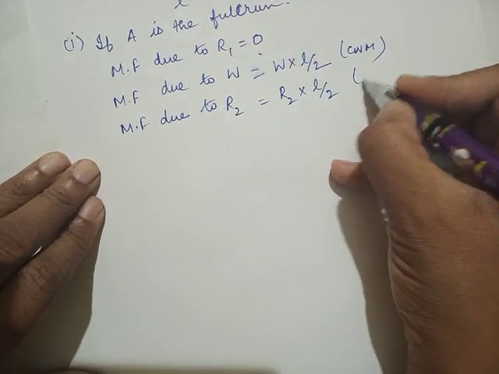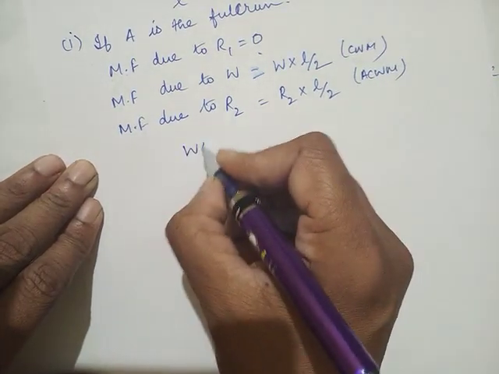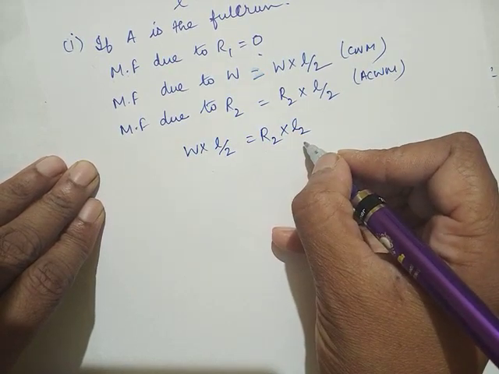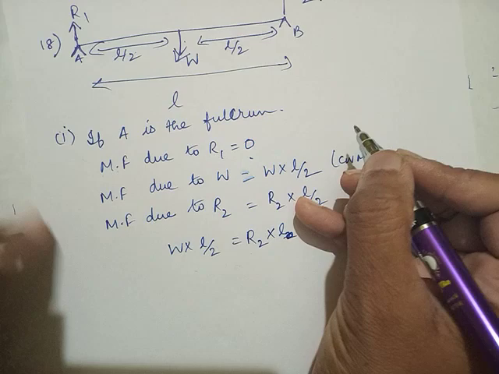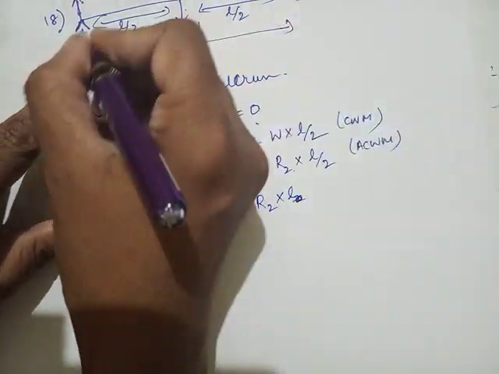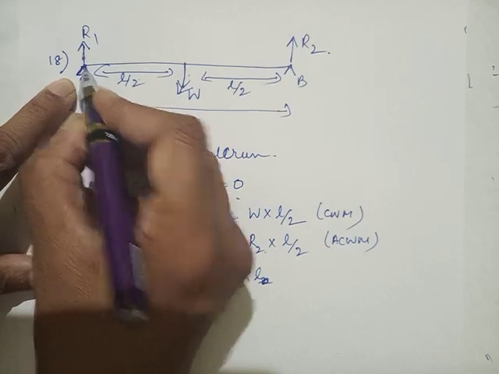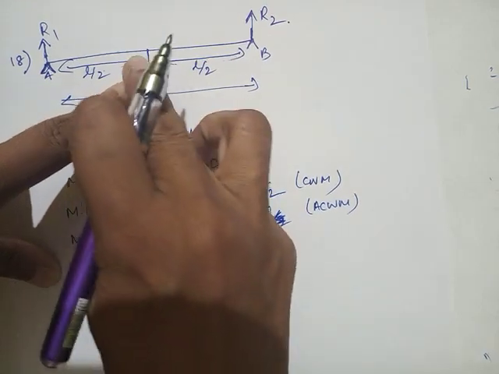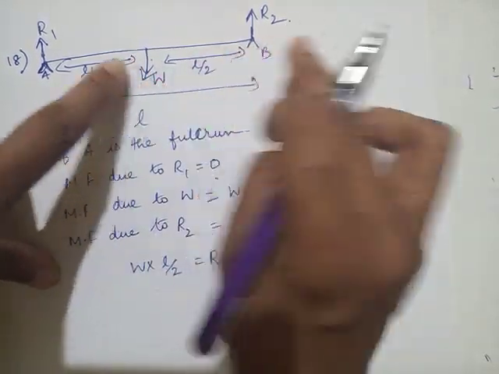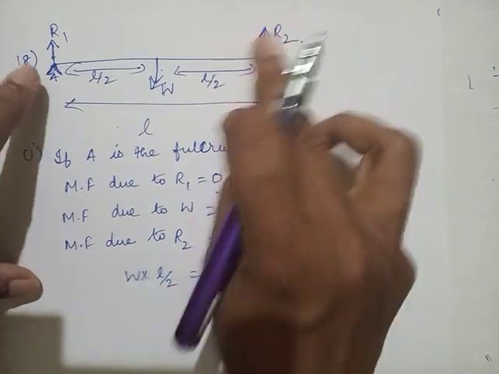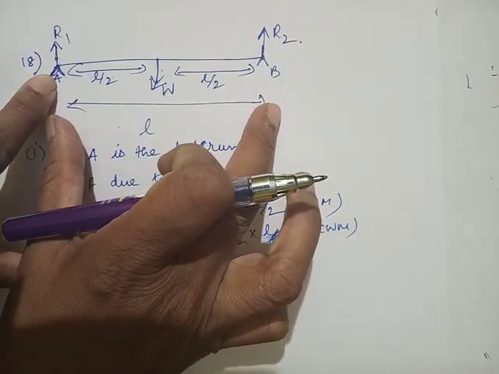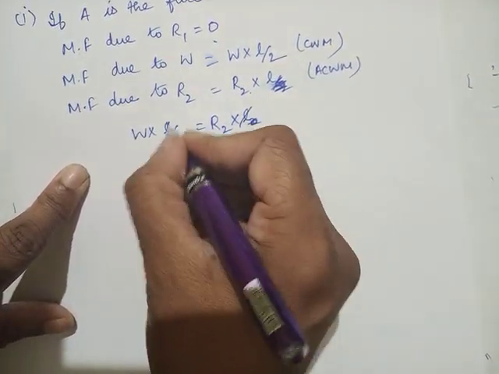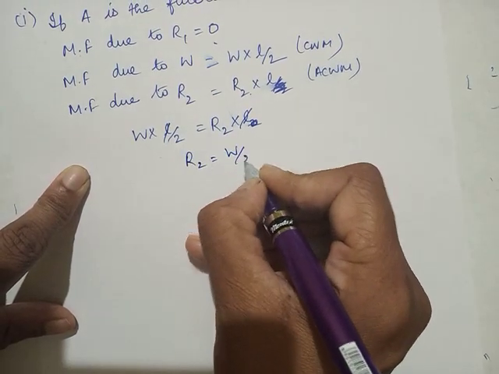Now anti-clockwise moment is equal to clockwise moment. So you will write W into L by 2 will be equal to R2 into L. When you take R2, the distance between the fulcrum and this force R2 is L. It's not L by 2, it's L. When you're taking W, the moment of force due to W will be W into L by 2, but moment of force due to R2 will be R2 into the whole distance because the fulcrum you're taking is here. So W into L by 2 will be R2 into L. L and L will get cut. So your R2 will be W by 2.